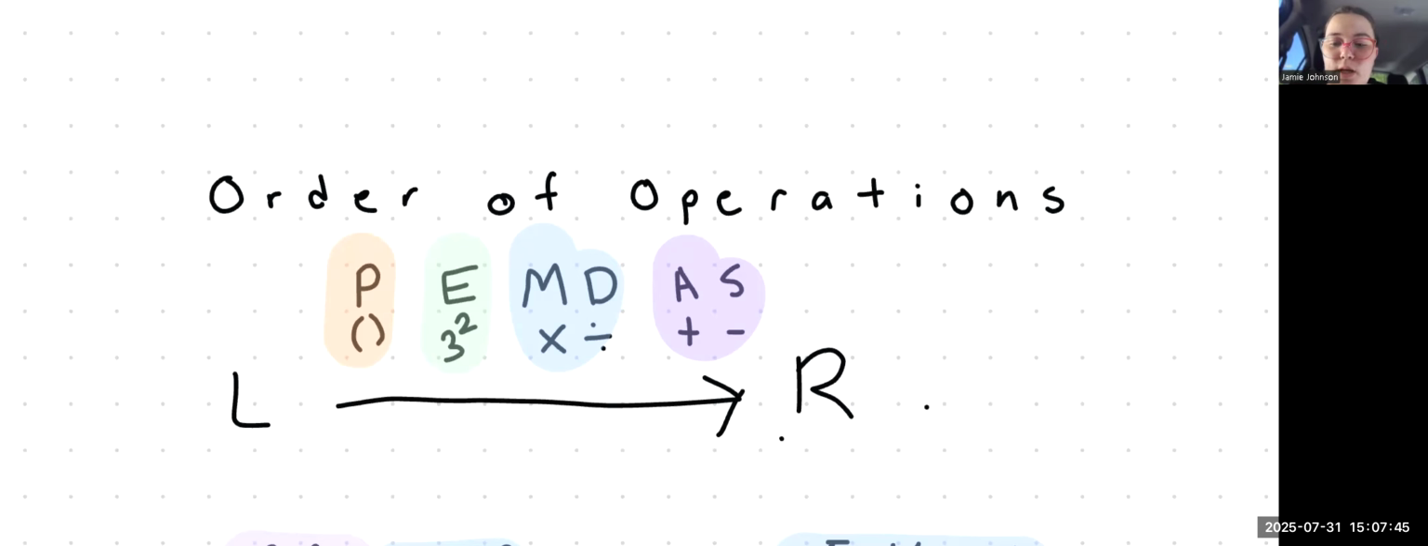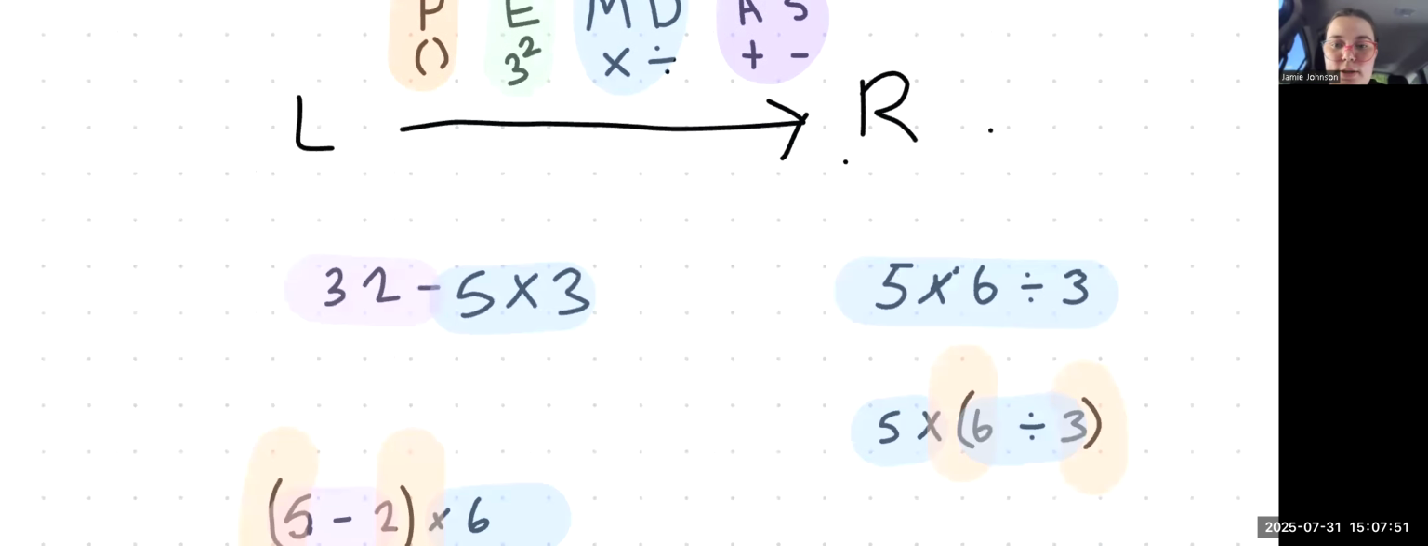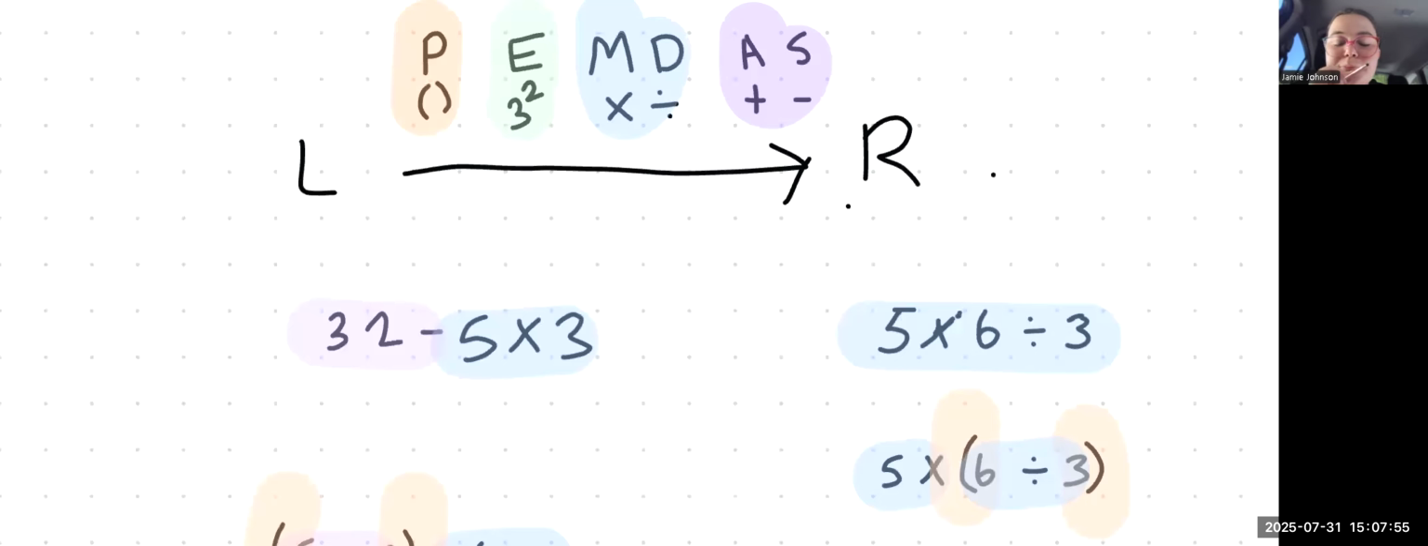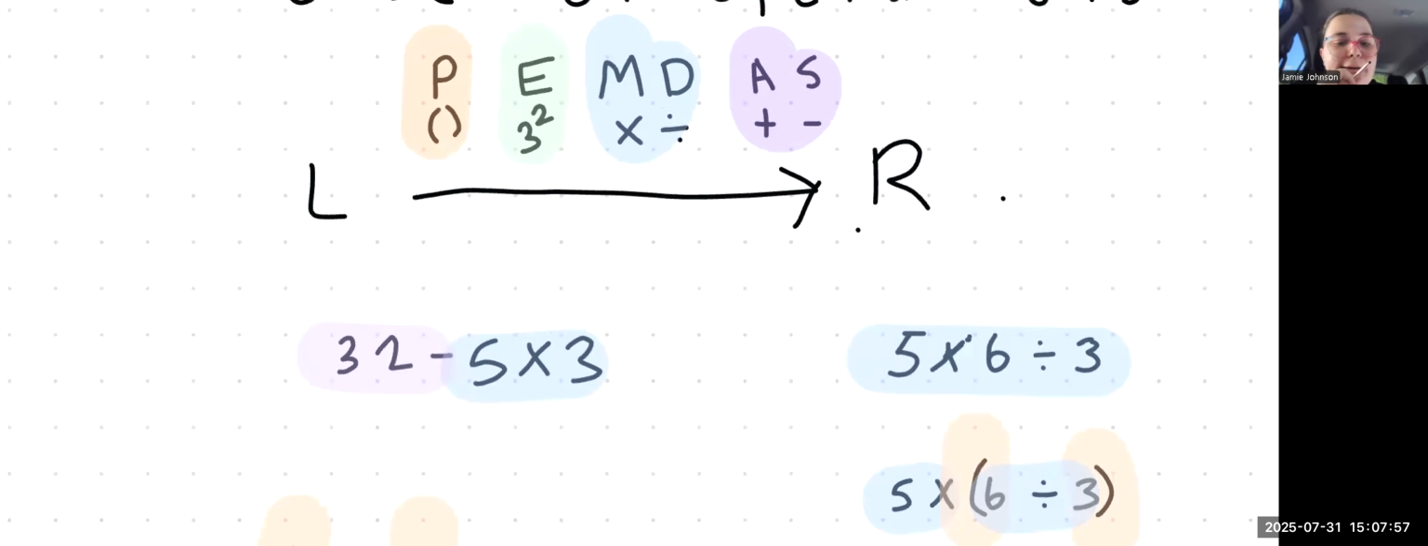But anyway, back into it, and you'll see that I highlighted these with our fun little colors. We'll start with this top left one, 32 minus 5 times 3. If we move from left to right in this one, 32 minus 5 times 3.